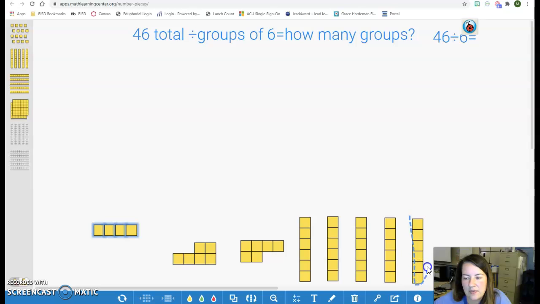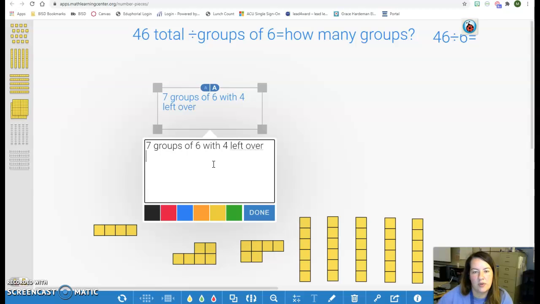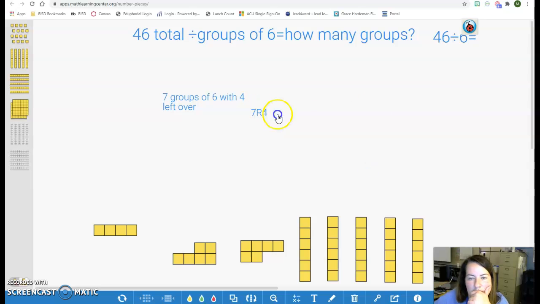So let's look here. I have 1, 2, 3, 4, 5, 6, 7 groups of 6 and 4 remainders. So my answer would be, right, I have 7 groups of 6 with 4 left over. So another way that you would write that is I would have 7 remainder 4. So that is the answer here, 7 remainder 4.